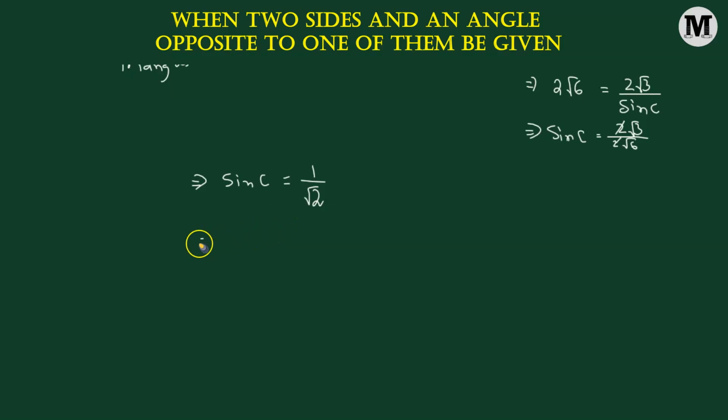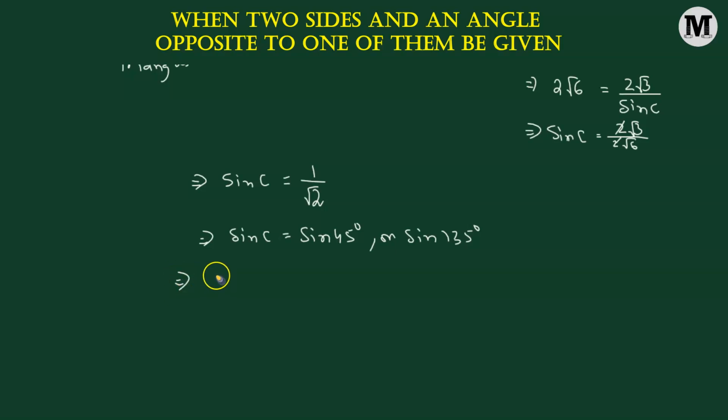Now when is sine of some angle 1 over square root of 2? So there are two possibilities. It could be when we have sine of 45 degrees, or we have sine of 135 degrees. In both of the two cases we get 1 over square root of 2. Sine C becomes 1 over square root of 2.